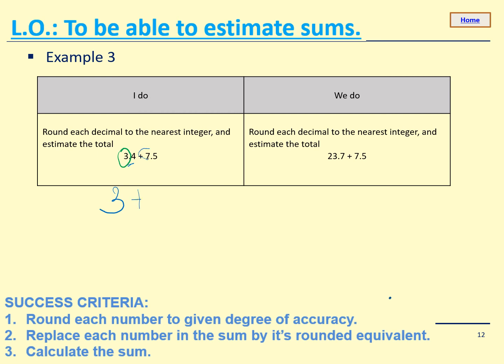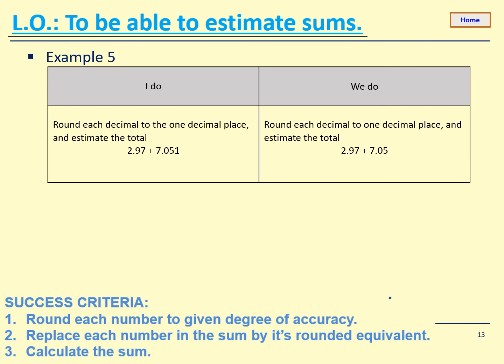And the next one again, 7, 5 underlined. So the number in the circle goes 1 up. So it's plus 8. 3 plus 8 is 11. So this sum estimated is 11. Have a go at We Do. Pause this video and have a go at it. Right, so you should have 24 plus 8, which is 32. If that's what you have, well done.